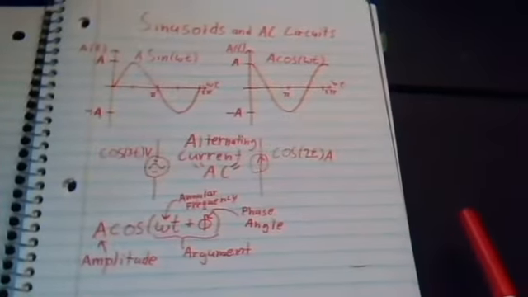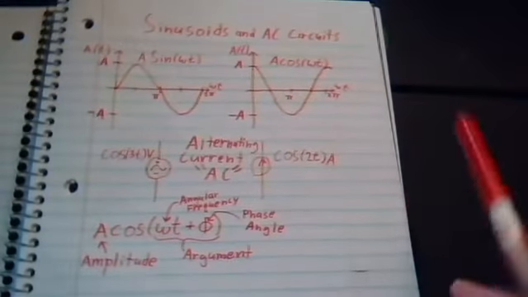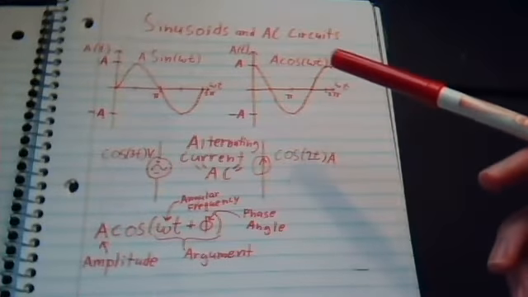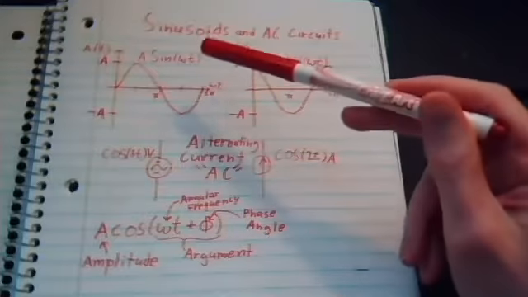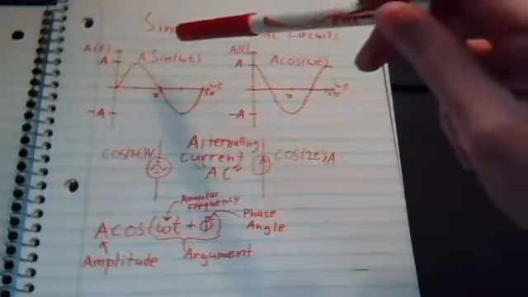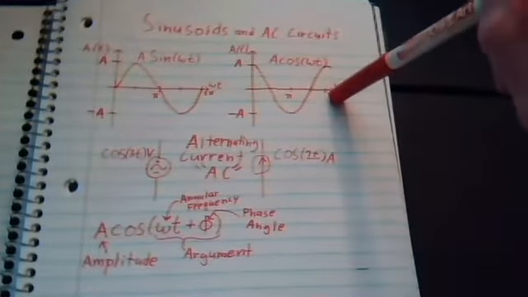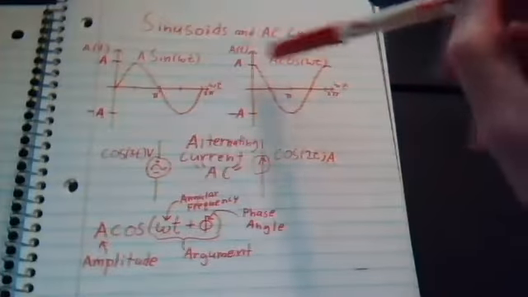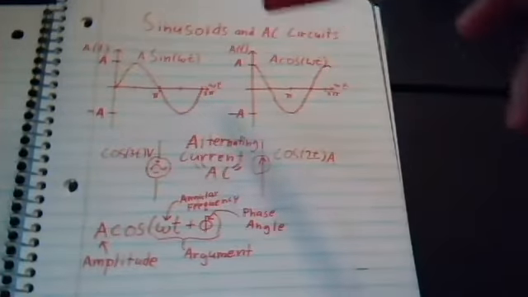When we're talking about doing AC analysis, we're really talking about using sinusoids. And a sinusoid is a sine wave or a cosine wave. It can be either of them. It's not just sine when we're talking about sinusoids.